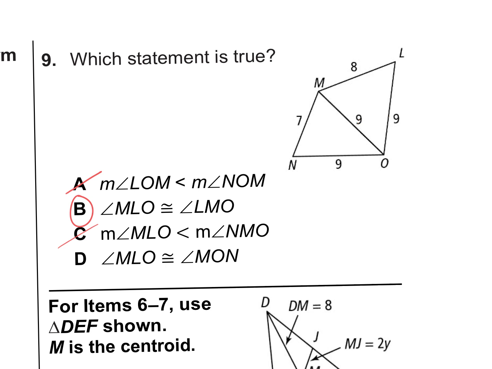Last one, D. MLO is, what's that mean again? The same. MON. Are they equal to each other? False. Any questions on number 9? Obviously, once you find one to be true, do you have to check all the other ones? No. Okay.